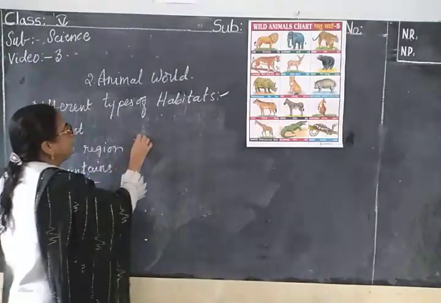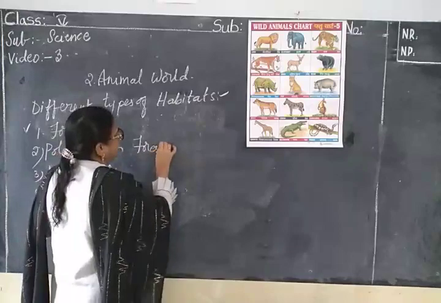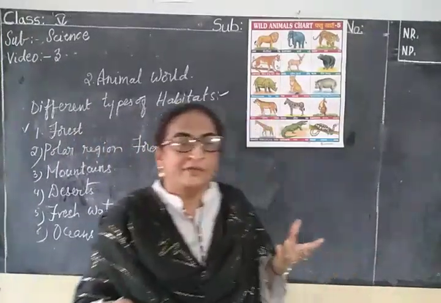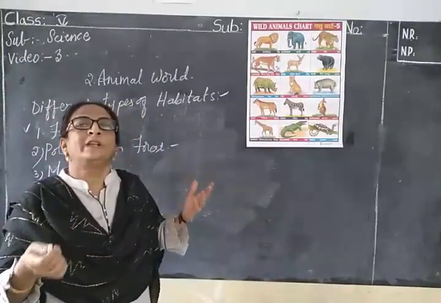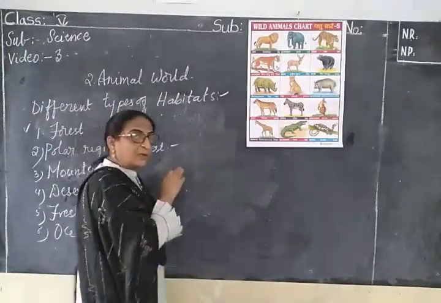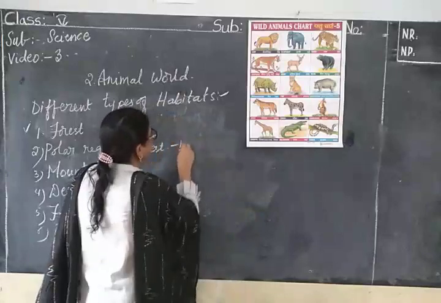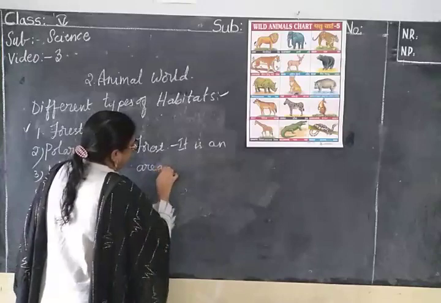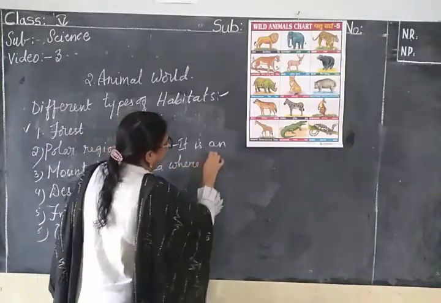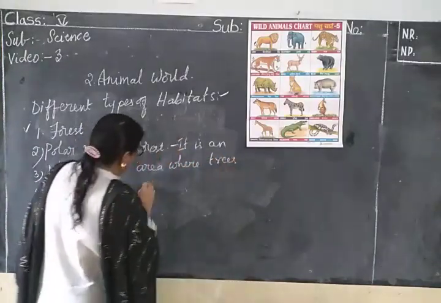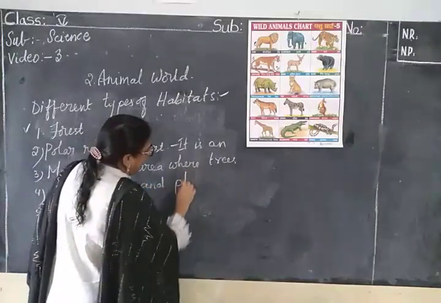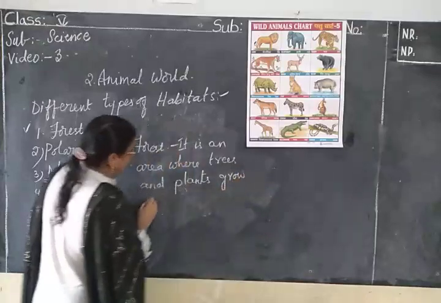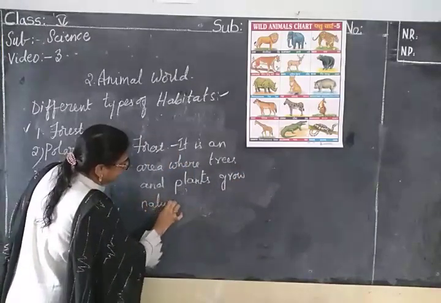Now what do you mean by forest? Forest means what? It is an area where trees grow naturally. What is a forest? It is an area where trees and plants grow naturally.